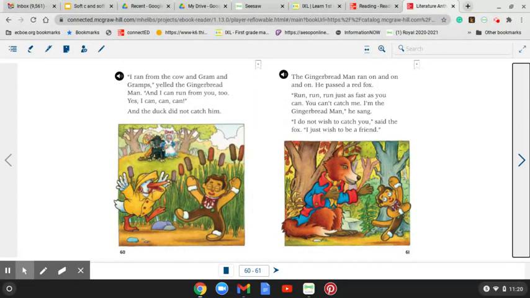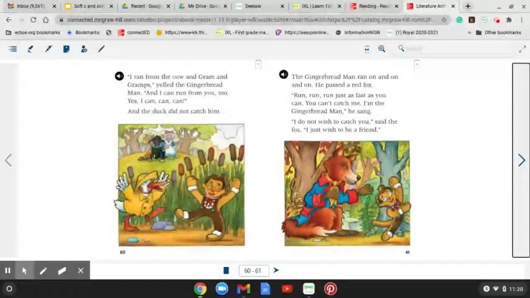Now, what's interesting on this page, we see all of our characters that have been trying to catch the gingerbread man. Do you see the cow and Graham and Gramps? They look a little tired. Do you see the duck? All right. Uh-oh. I see a character that's a little tricky. Let's read the next page. Put your fingers under the words.